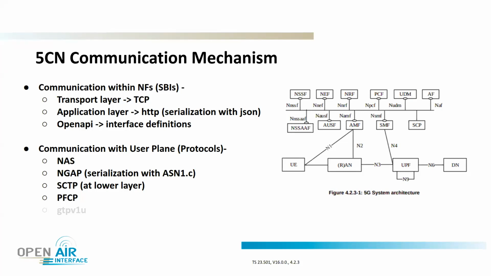For example, we have the N1 and N2 reference points, which use NGAP and NAS to communicate with the radio access network, and below that we have SCTP. Then to communicate with the user plane function, we have the PFCP protocol. There is also GTP-U, which is not part of the core network, but is the communication between the radio access network and the user plane function.